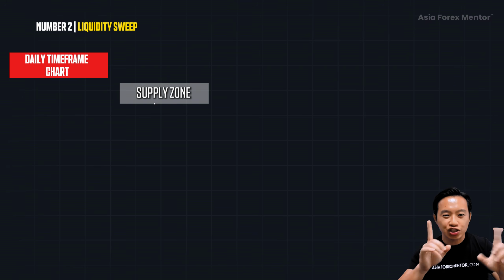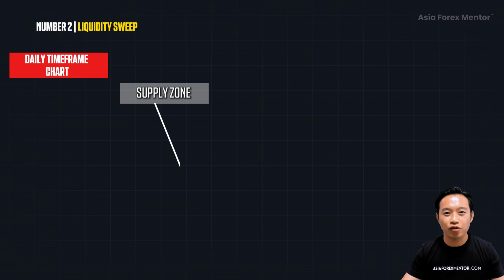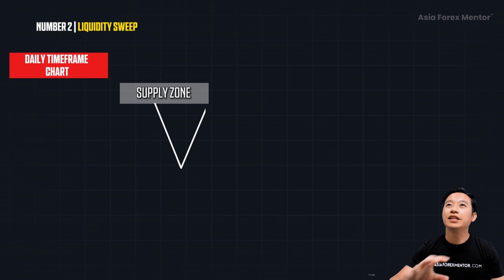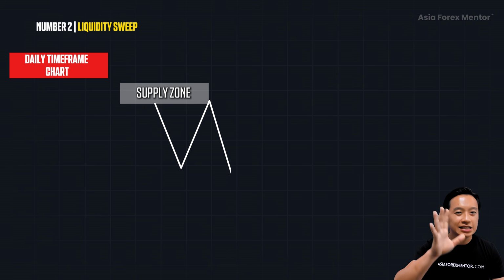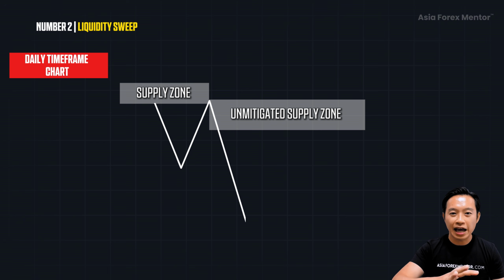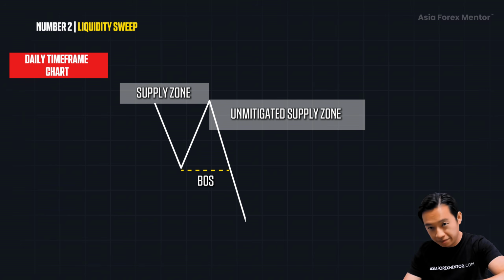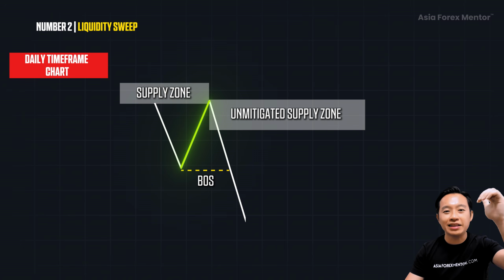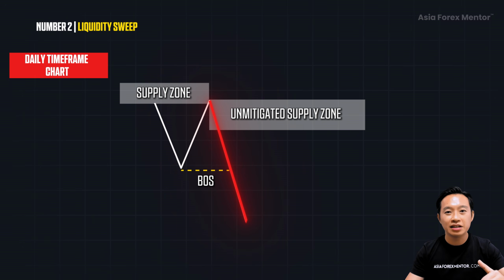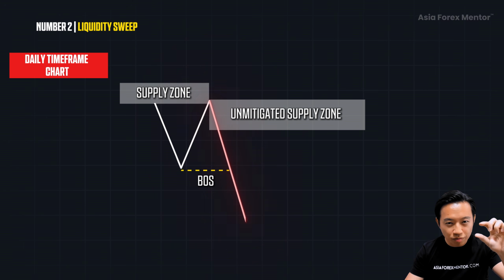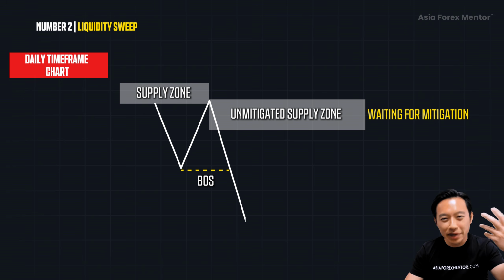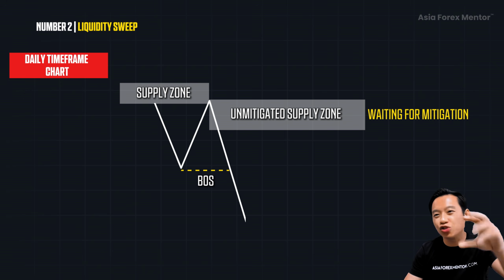Right, so now, if you look at the structure on a higher time frame, for example, say the daily time frame, where price is in a downtrend and then it forms a series of break of structure to the downside. After moving up and tapping into the previous supply zone, price reversed and created an unmitigated supply zone, which is now waiting for mitigation, waiting for price to touch it.